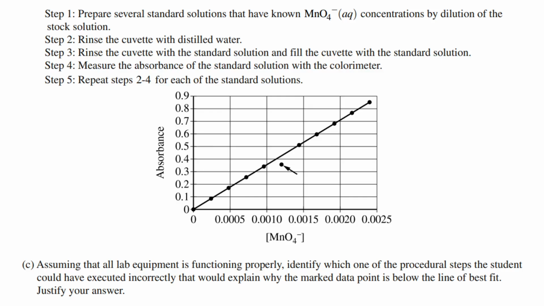Assuming that all laboratory equipment is functioning properly, identify which of the procedural steps the students could have executed incorrectly that would explain why the marked data point is below the line of best fit and justify. So give me a few seconds to read through those again and see if you can figure out which one would be the most likely step where the error occurred.